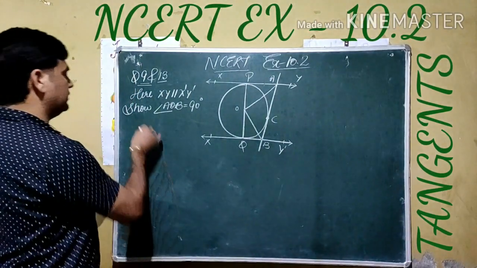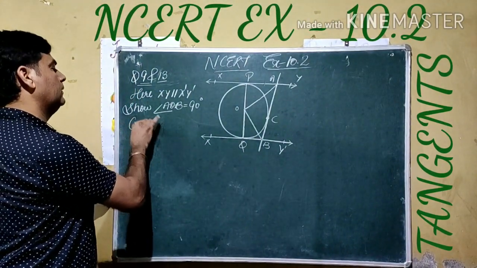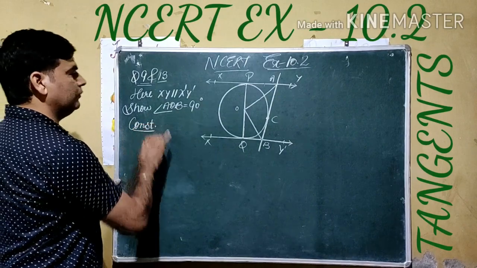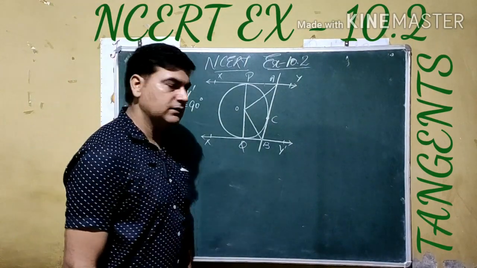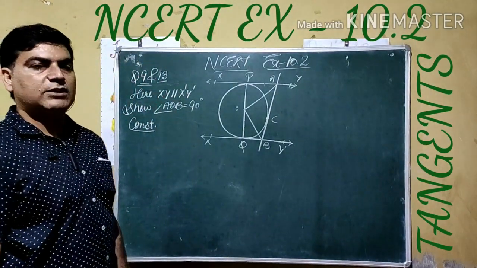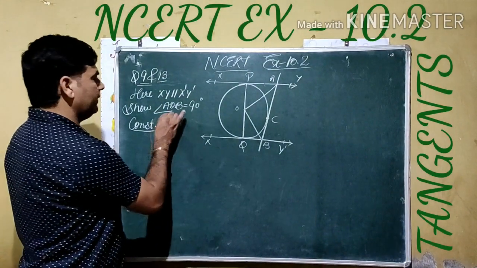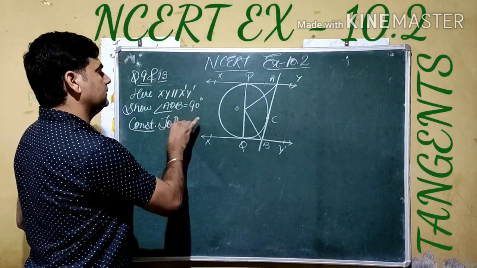Here we are going to use construction first because we need angles, so we need triangles which look similar to each other. So we are drawing OC first.